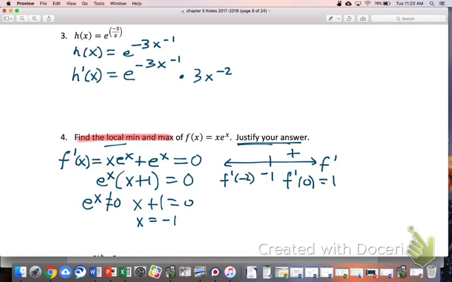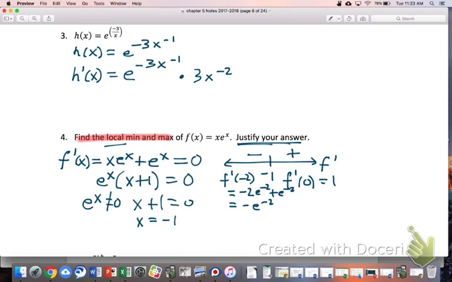So f prime of negative 2, let's see here, wouldn't that be negative 2e to the negative 2 plus e to the negative 2? So that would be negative e to the negative 2. We know that e to the negative 2 could never be 0 or negative, and so the opposite of it would have to be negative. So negative there.